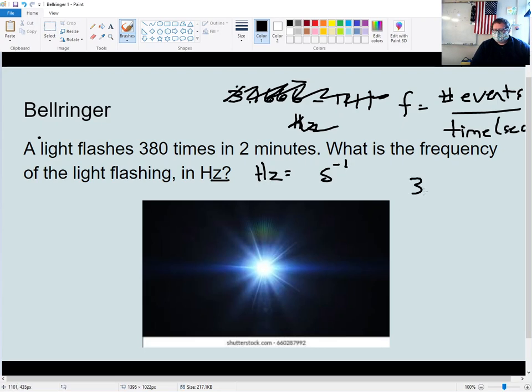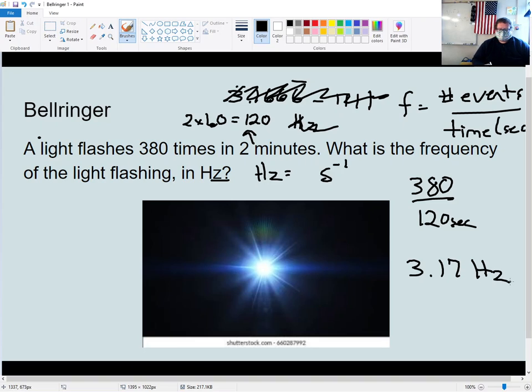So to find the answer is just 380 flashes divided by, you got to change 2 minutes into seconds. So off to the side, 2 times 60, because there's 60 seconds per minute, is 120 seconds. So you divide it, and you get around about 3.17 hertz. So this light is flashing about 3.17 times per second. Good deal.